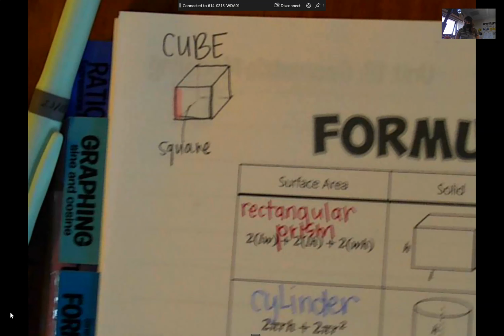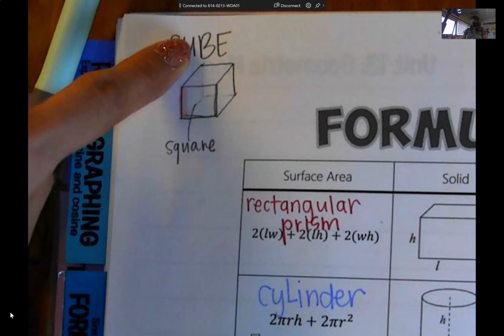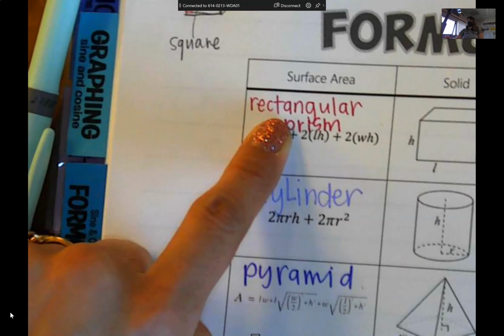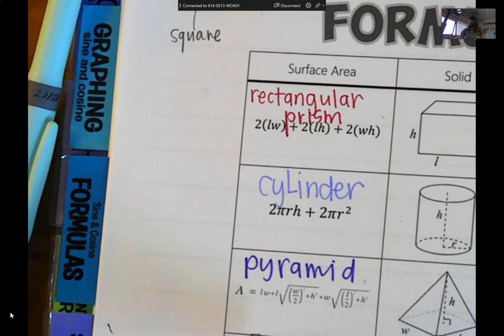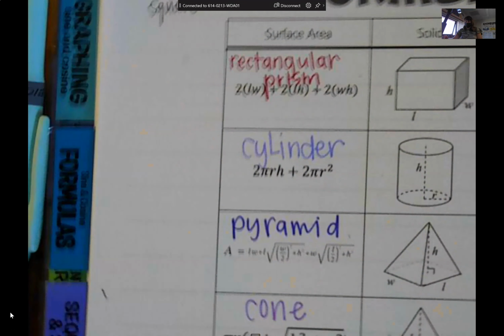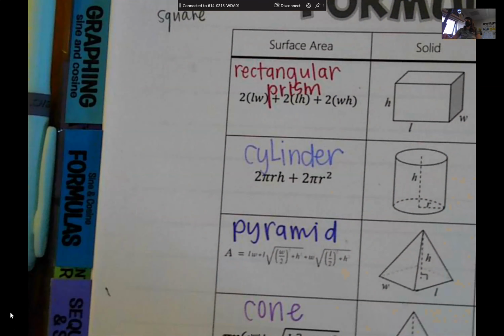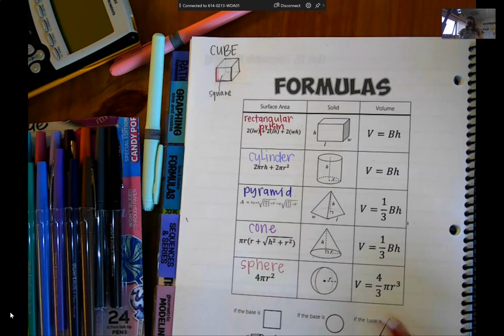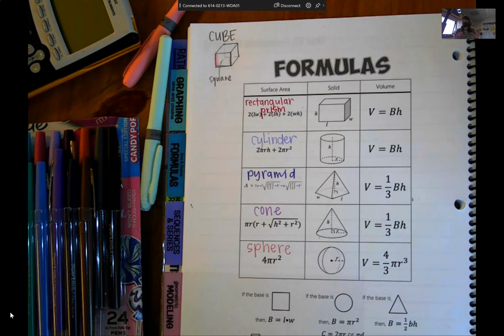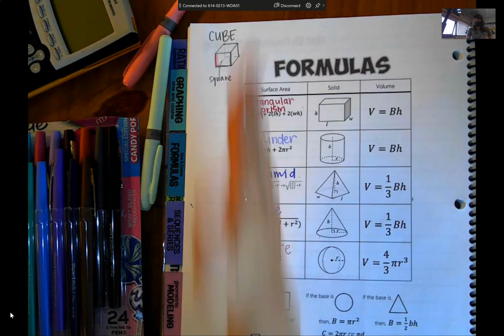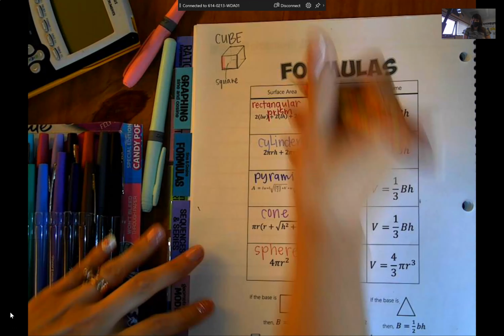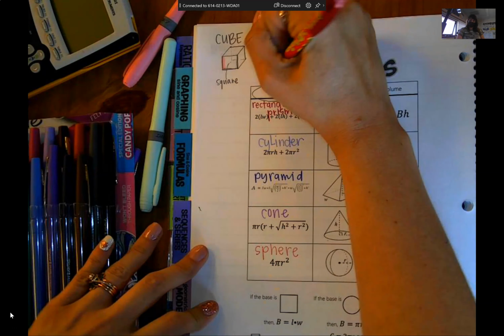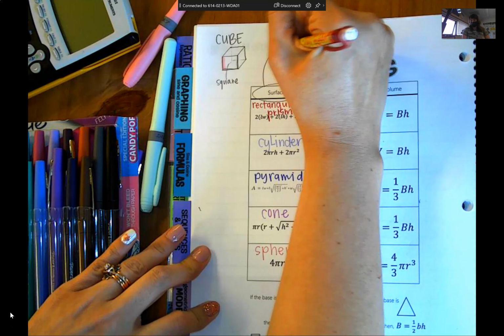Okay, so now we know all the names. We have a cube. We have this really extra fancy guy named the rectangular prism, a cylinder, a pyramid, a cone, and a sphere. We have pictures of each of them, and then we've got all these letters going on because they're giving us two types of formulas. The first type of formula, down the left-hand side, is surface area. And surface area is like wrapping paper.